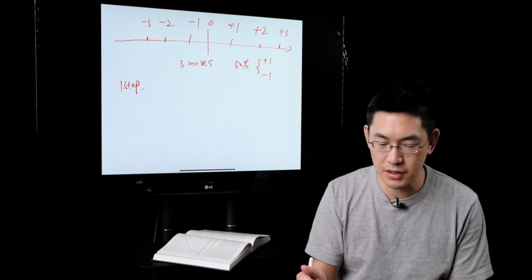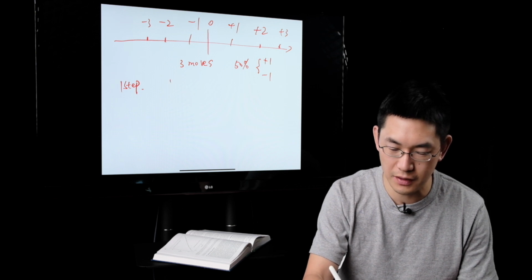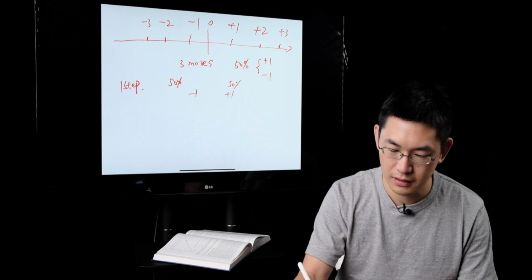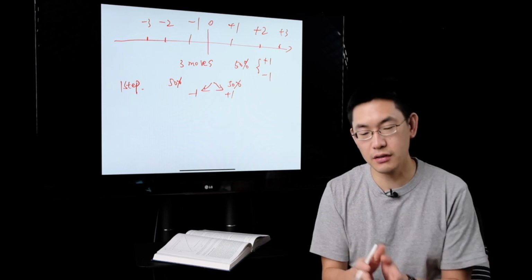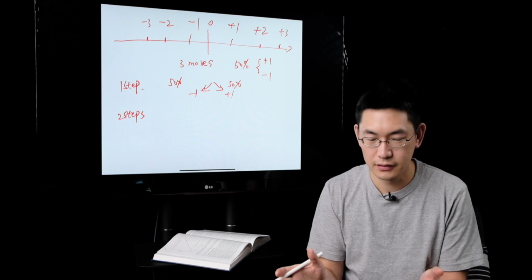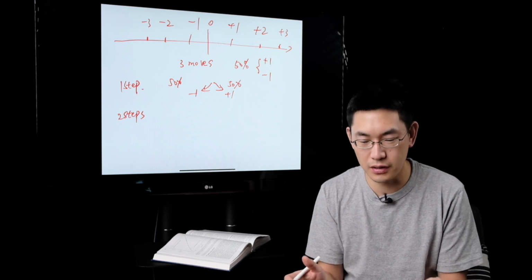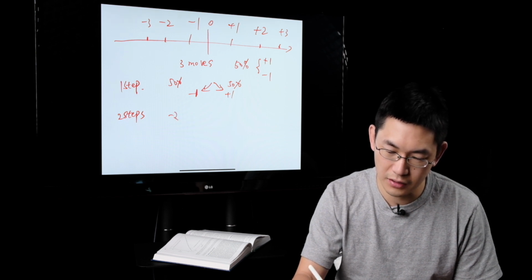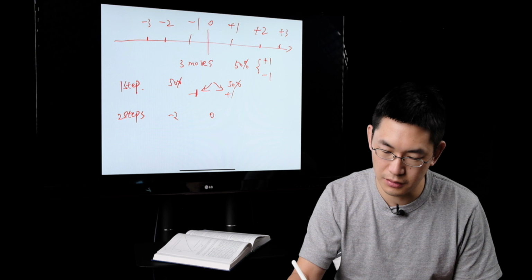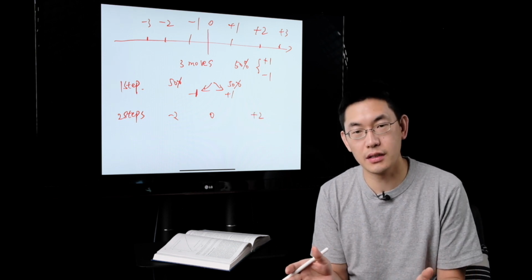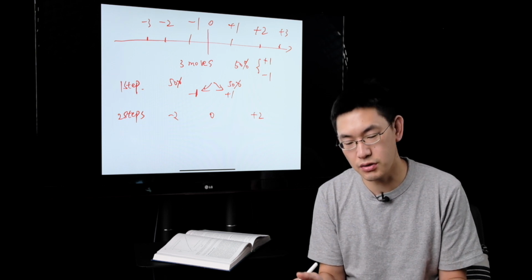If I start at position 0 and take a 1-step move, I would have a 50-50 chance of ending up at -1 or +1, because I can go either way. If I take 2 steps, then you would have more distribution. You could end up at -2, or 0, or +2. So now it's interesting. You will have different chances of reaching each region.